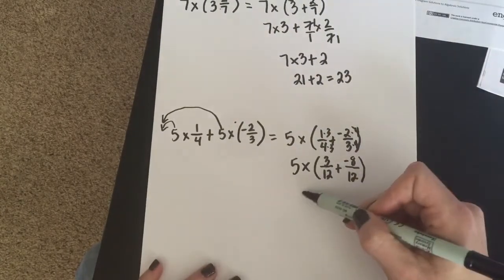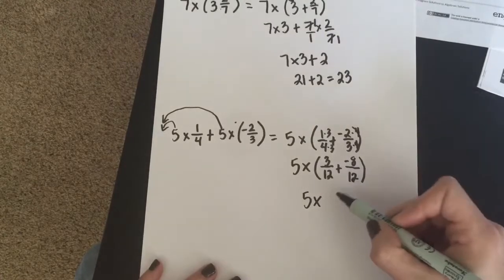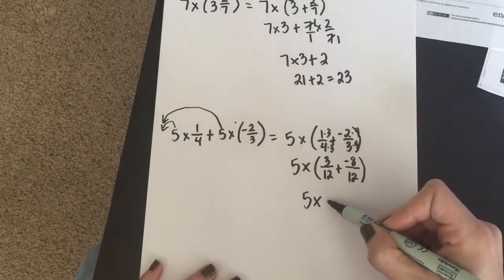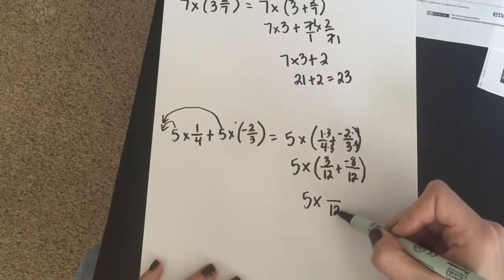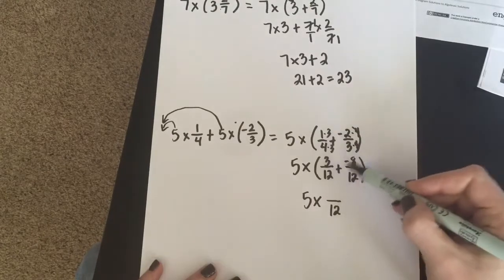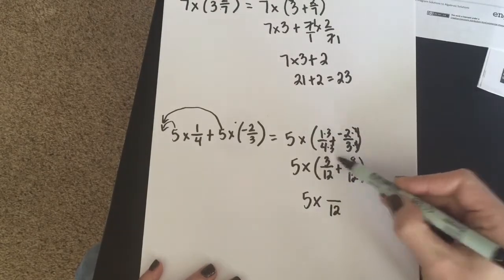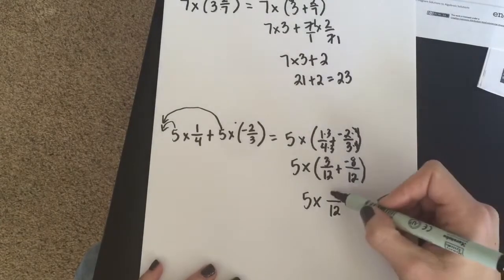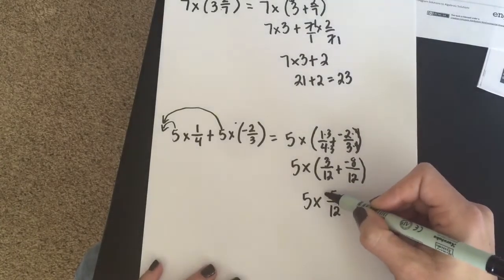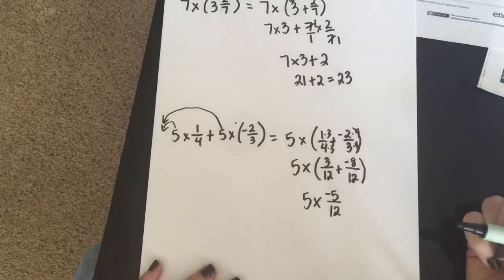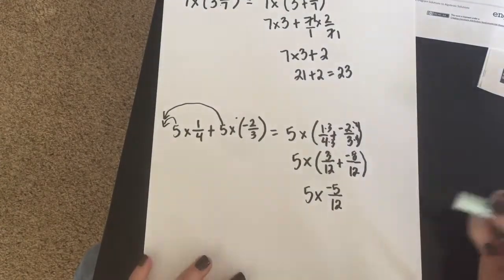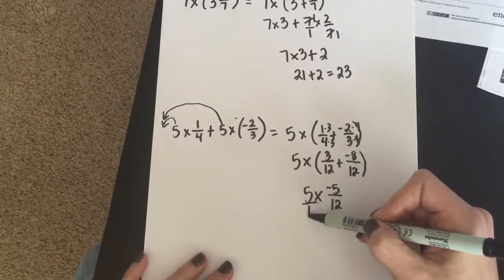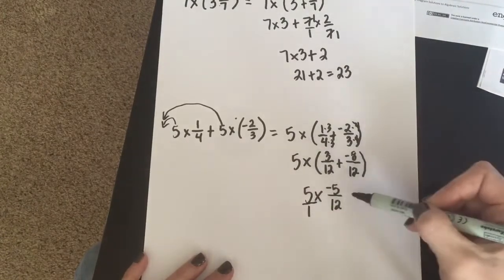And now we can add those. 5 times, denominator stays the same, and we have 3 plus negative 8. We really subtract those. They have different signs. So it's going to be 8 minus 3. And it's going to be a negative 5 because the negative 8 has a bigger absolute value. And now I can multiply. Make that a fraction. Multiply straight across.